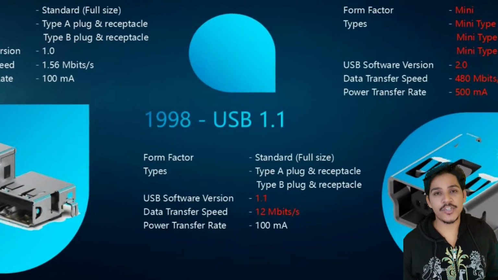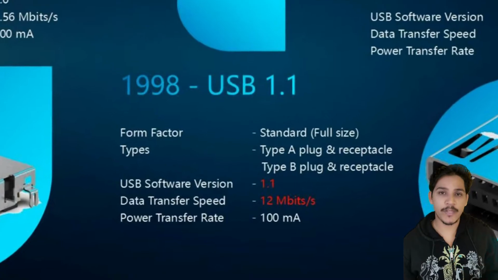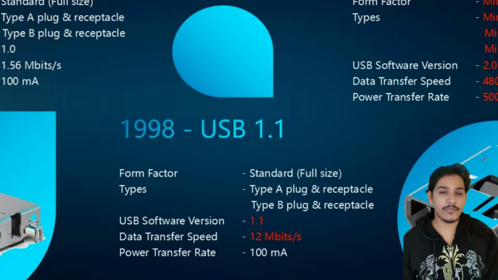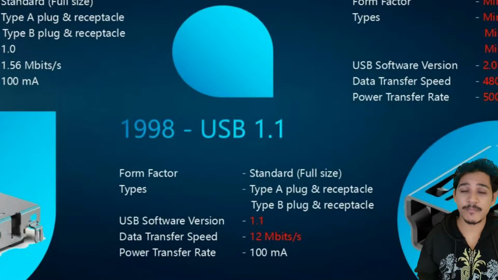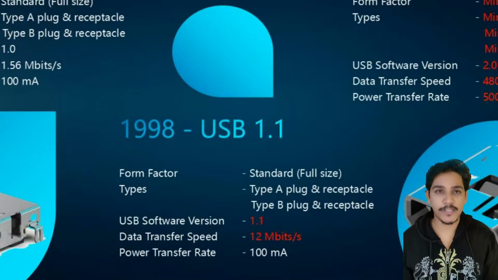Just after 2 years, in the year 1998, there was another version change for the USB from version 1.0 to 1.1, and the USB's protocol transmission speed was also increased from 1.56 megabits per second to 12 megabits per second.